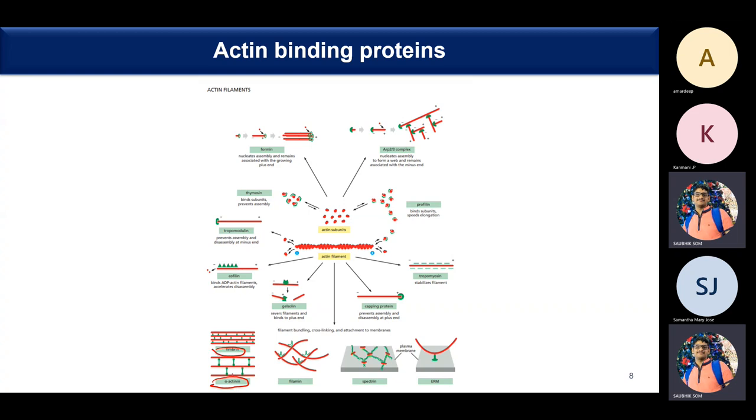The difference between alpha-actinin and fimbrin is that with alpha-actinin the space between the filaments is quite high, but fimbrin makes it very thick. And there are also the actin subunit binding proteins, which I am not going into details on. There are other proteins like spectrin, filamin, and ERM, which are responsible for attaching the actin filaments to the extracellular matrix, which I'm also not going into detail on, okay?